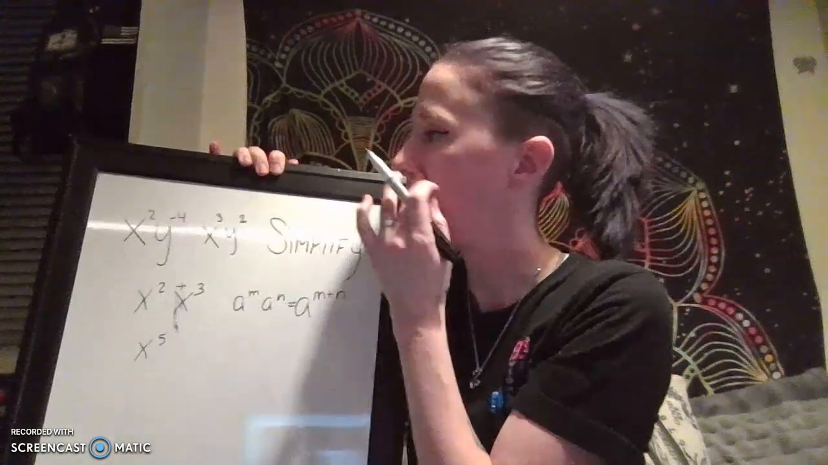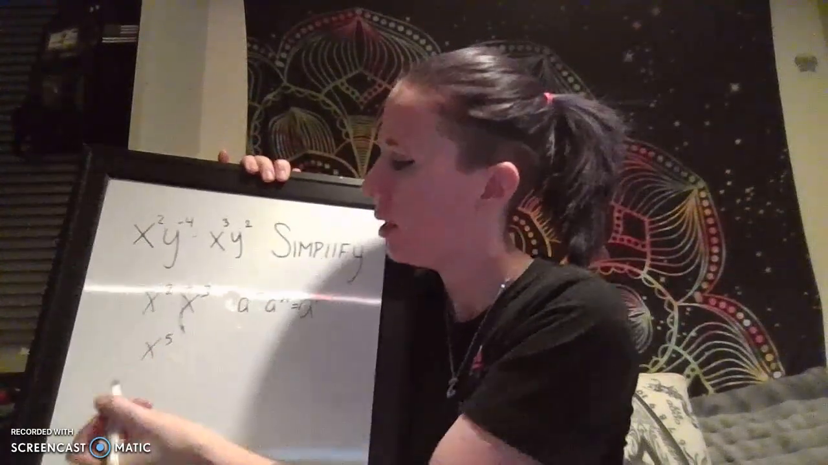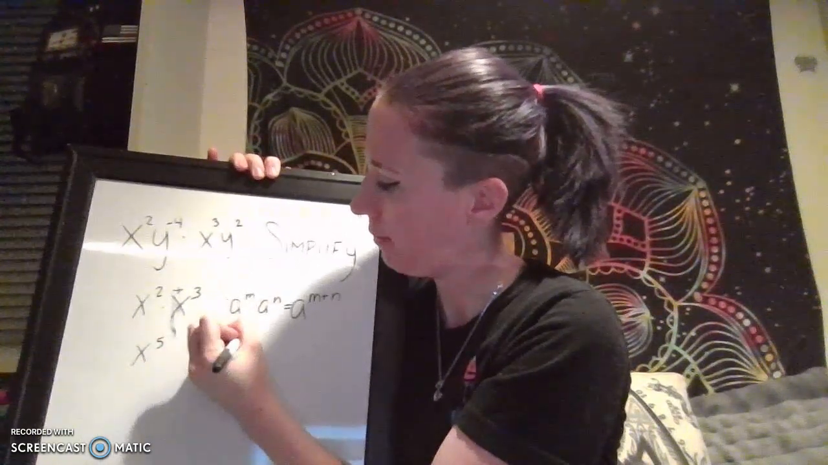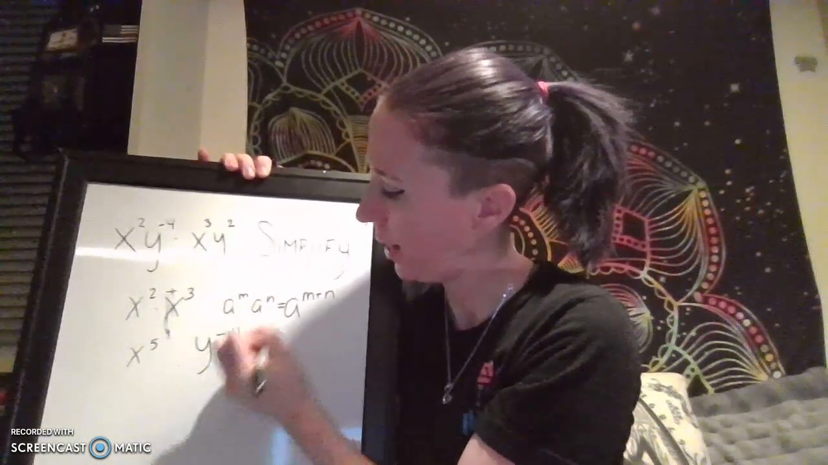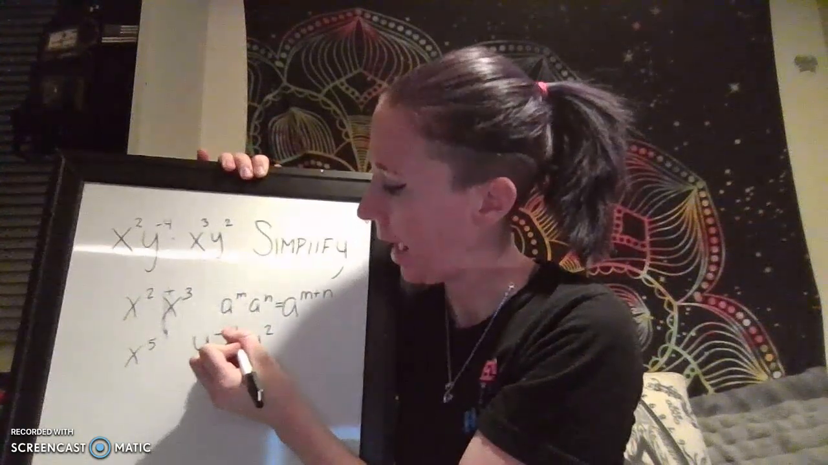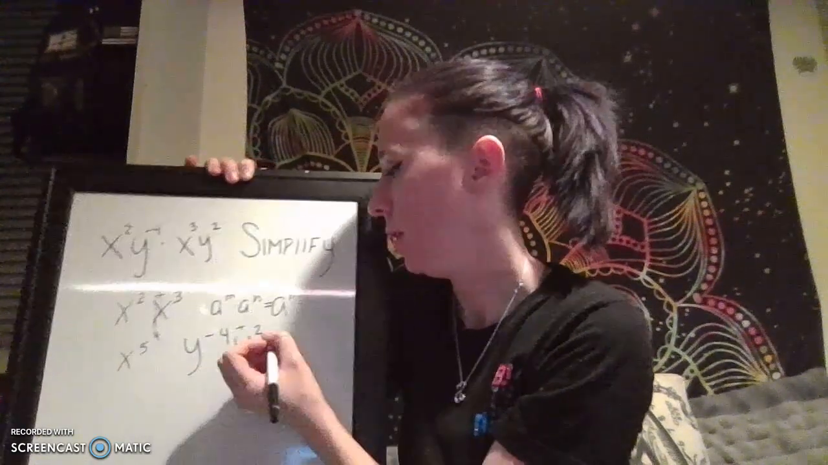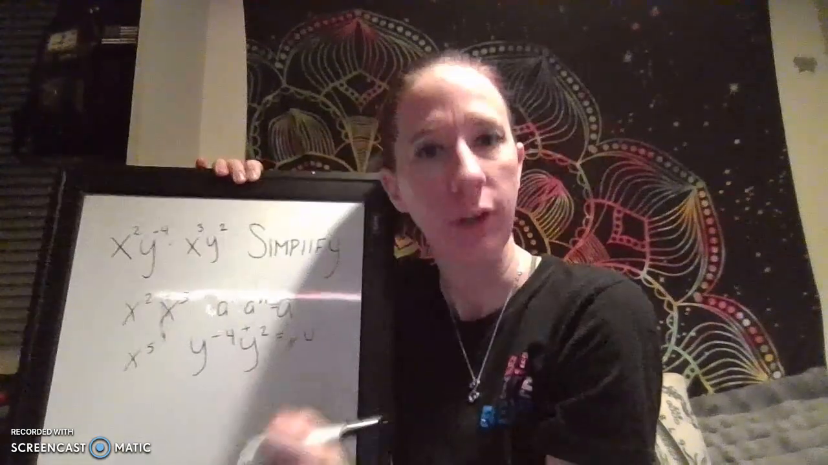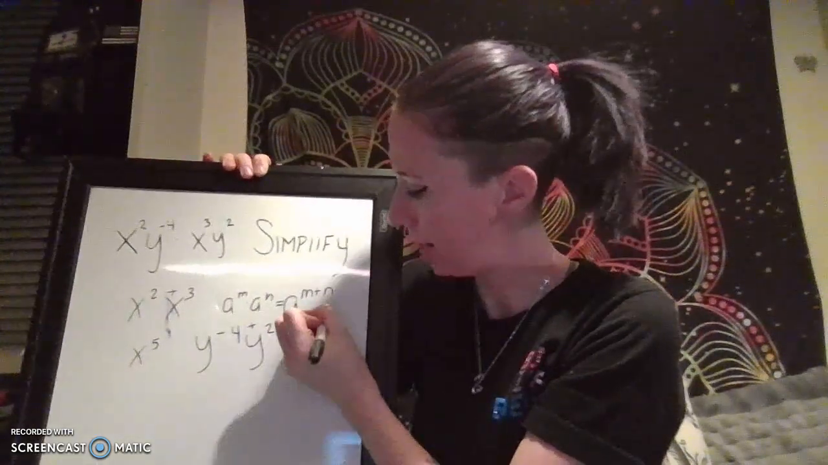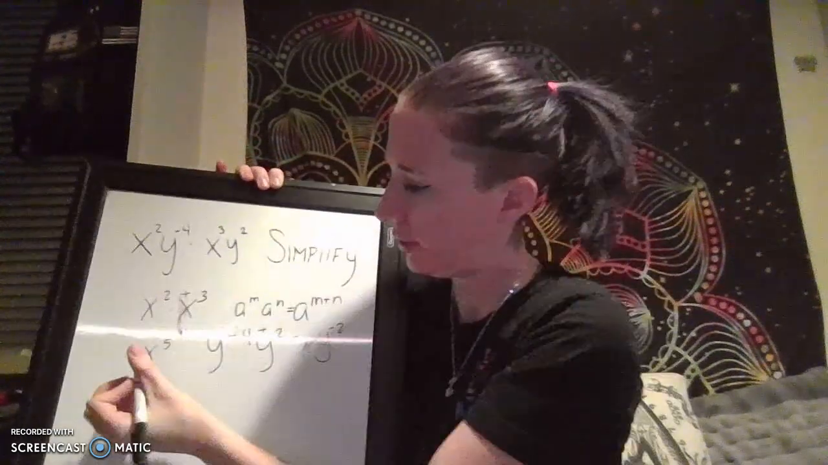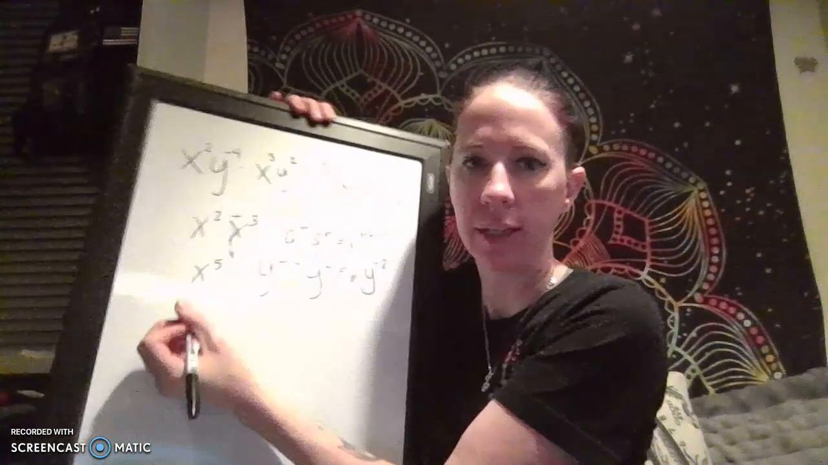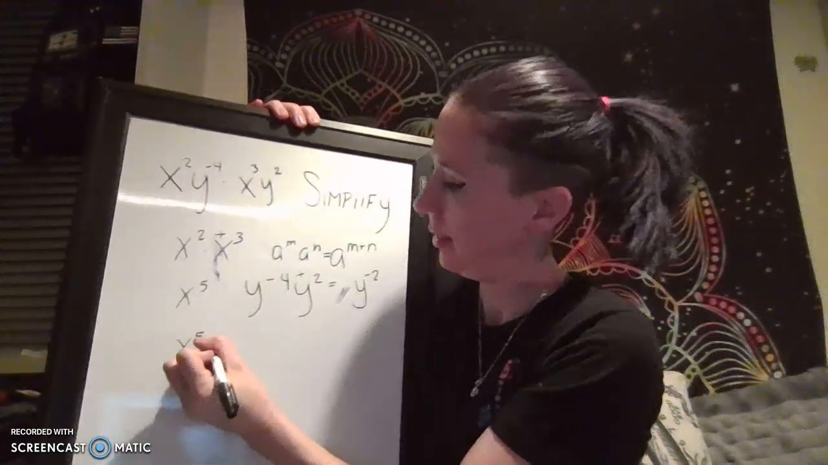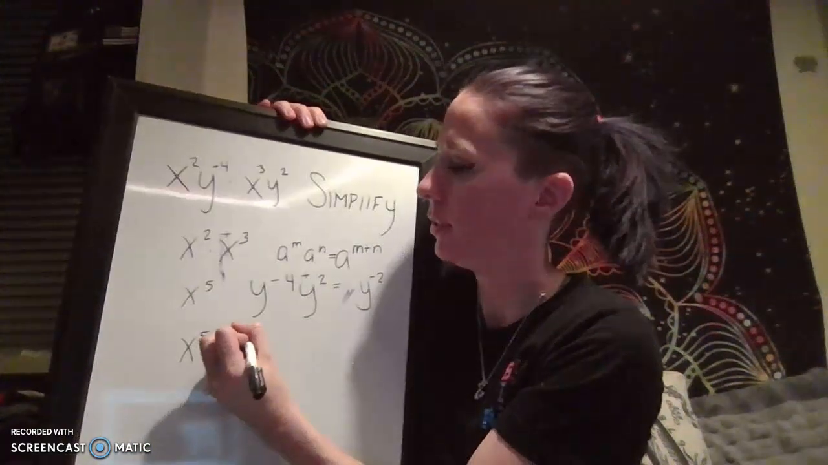Now we're going to repeat that same thing for the two y's. So we're going to have y to the negative 4 times y squared. You're going to add negative 4 plus 2, and then you'll get negative, well, not negative, forgive me. You're going to get y to the negative 2. So then your equation is going to start looking like this: x to the 5 times y to the negative 2.